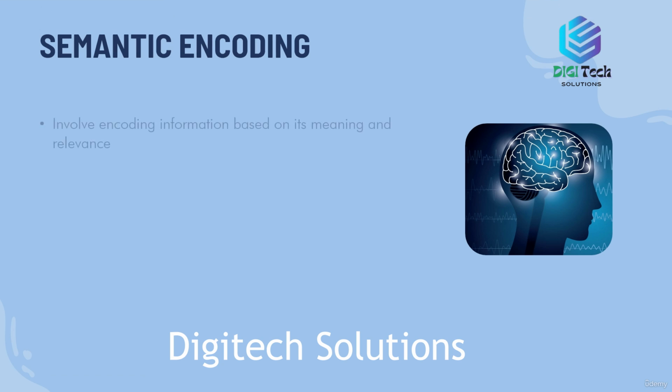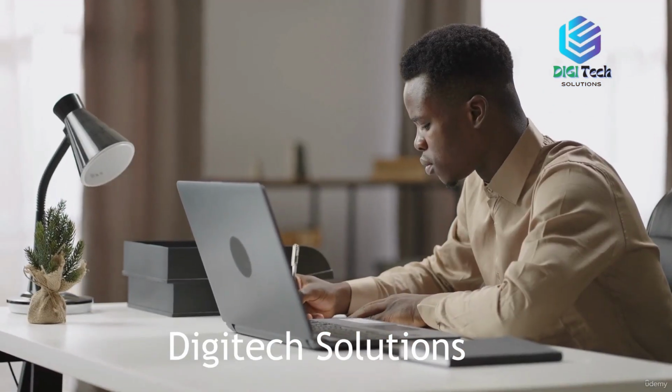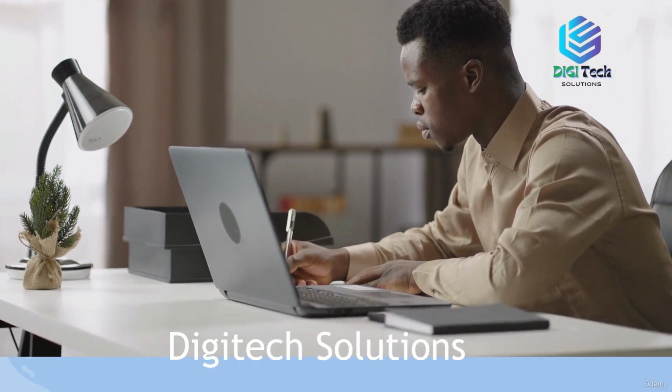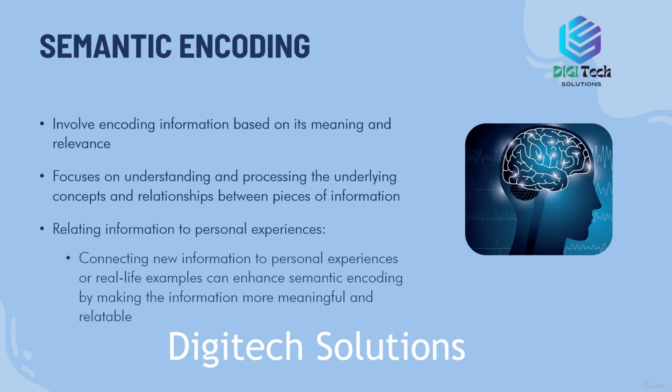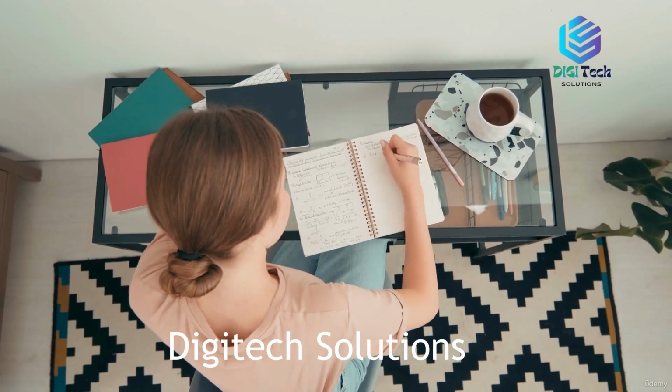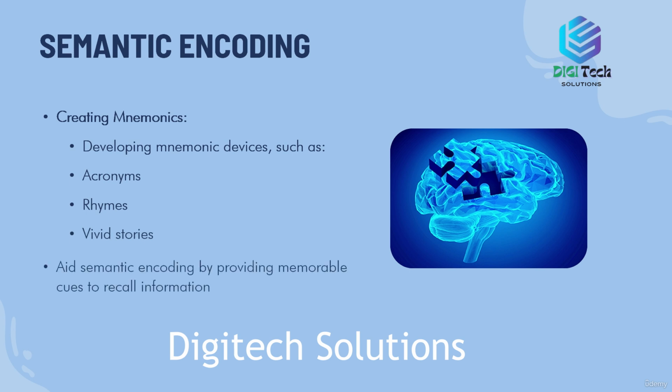Semantic encoding involves encoding information based on its meaning and relevance. This technique focuses on understanding and processing the underlying concepts and relationships between pieces of information. Examples of semantic encoding techniques include relating information to personal experiences. Connecting new information to personal experiences or real-life examples can enhance semantic encoding by making the information more meaningful and relatable. Creating mnemonics: developing mnemonic devices such as acronyms, rhymes, or vivid stories can aid semantic encoding by providing memorable cues to recall information.